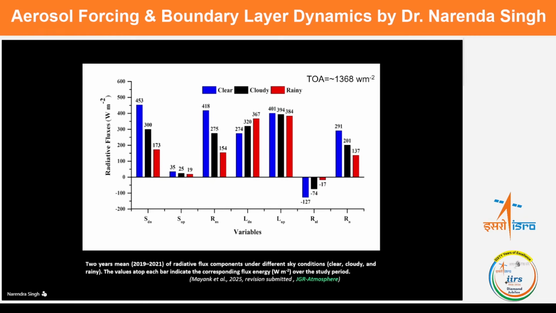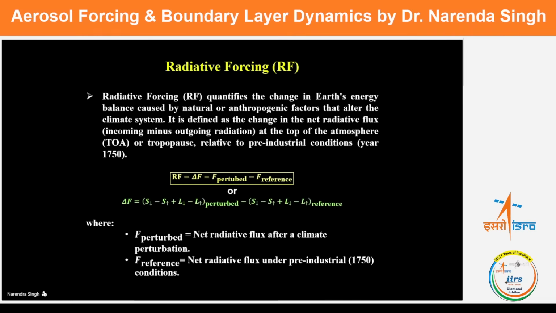So these are some of the definitions that you might have come across by this time through these terms. Radiative forcing basically quantifies the change in the Earth's energy balance, as I just mentioned, and these changes are caused by either natural or anthropogenic factors. Ultimately these factors create changes in the climate system.